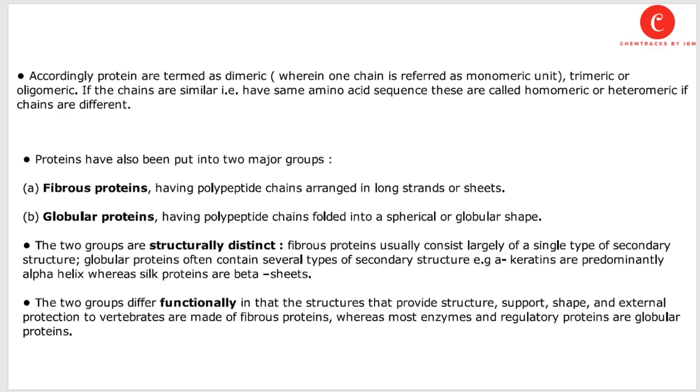The two groups are structurally distinct. Fibrous proteins usually consist largely of a single type of secondary structure, while globular proteins often contain several types of secondary structures. Alpha keratins are predominantly alpha helix, whereas silk proteins are beta sheet. The two groups differ functionally in that the structures that provide structure, support, shape, and external protection to vertebrates are made of fibrous protein, whereas most enzymes and regulatory proteins are globular proteins.